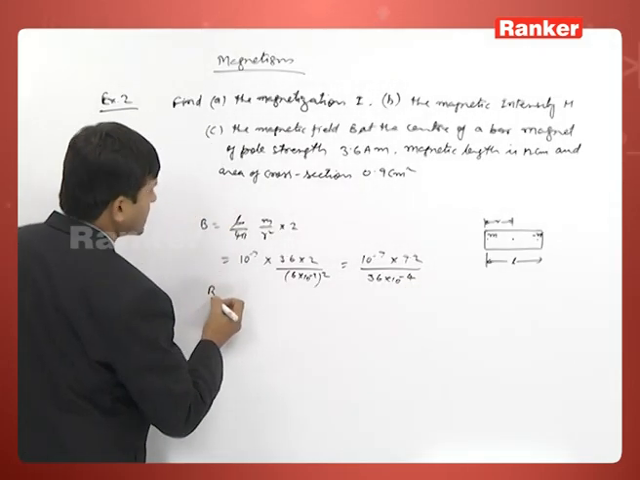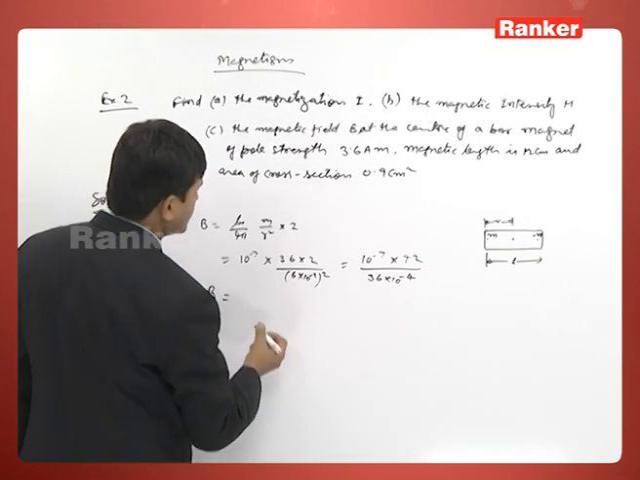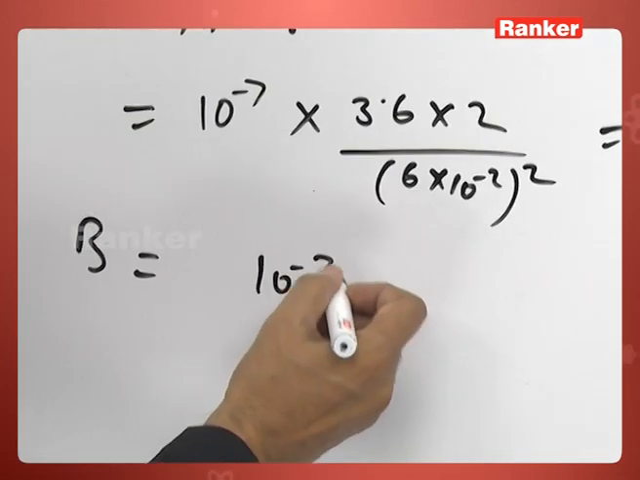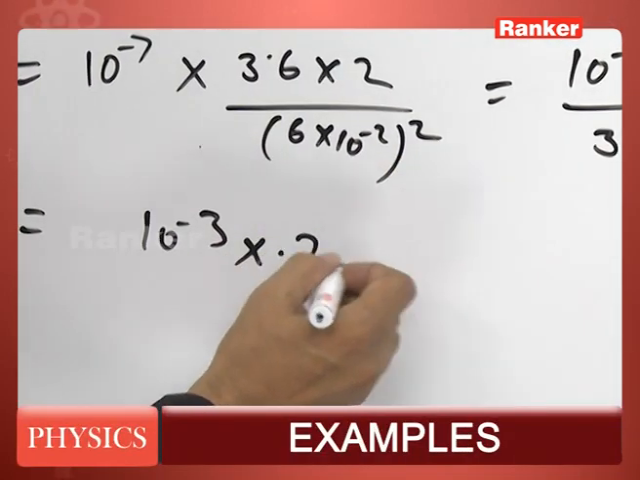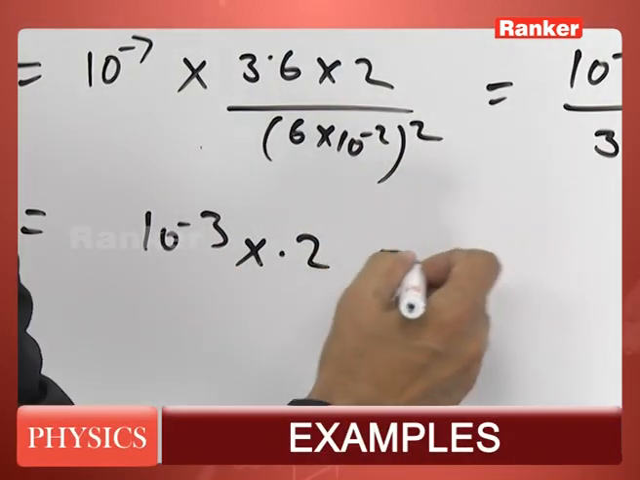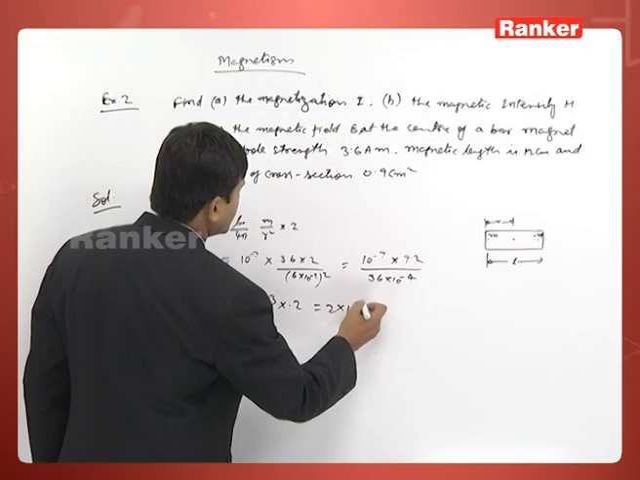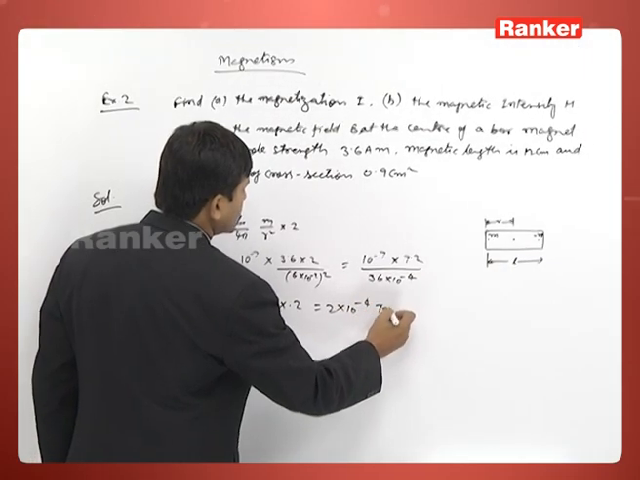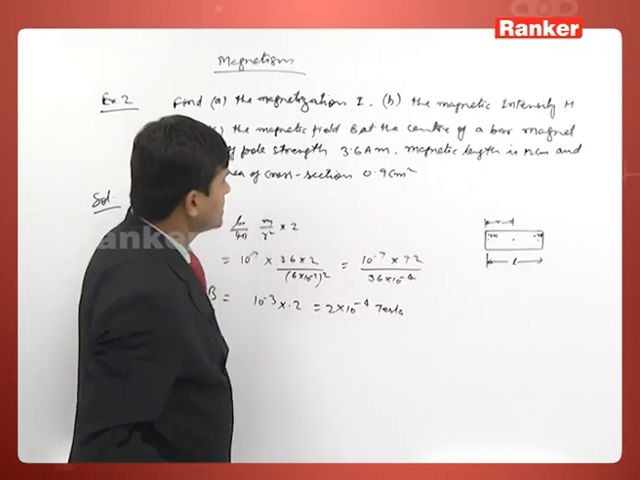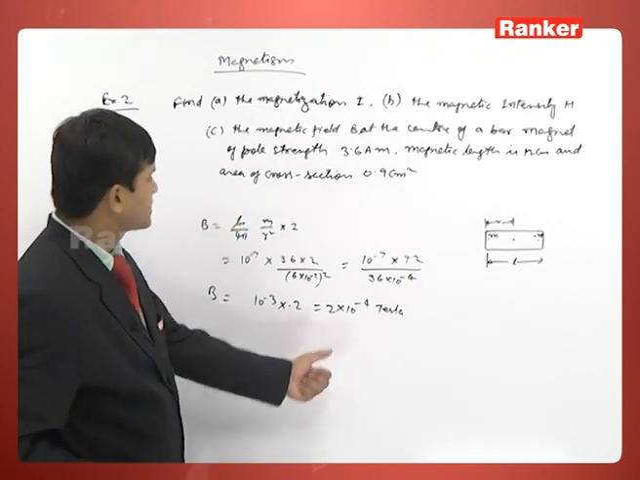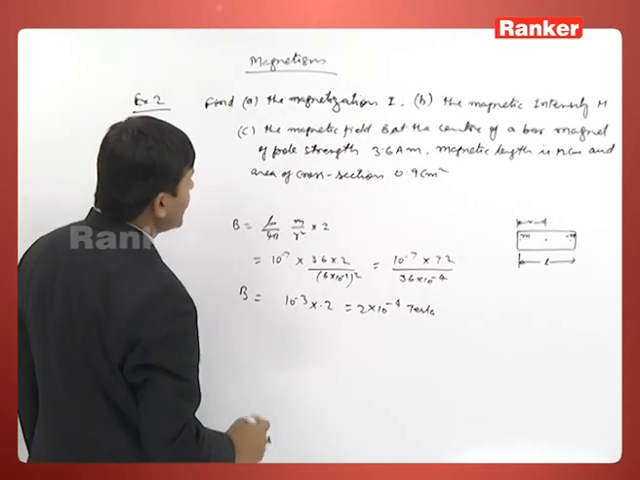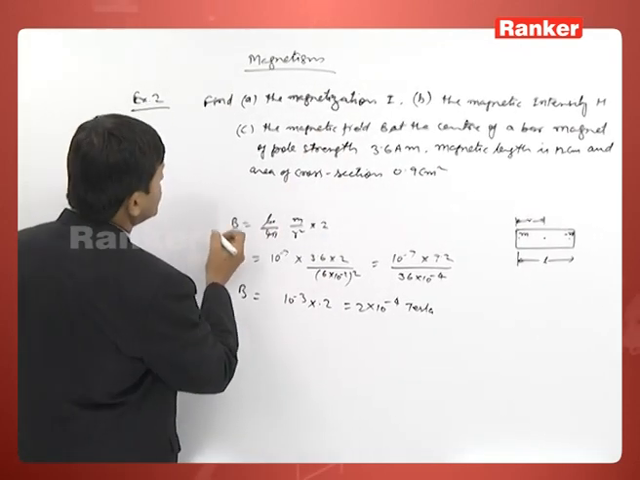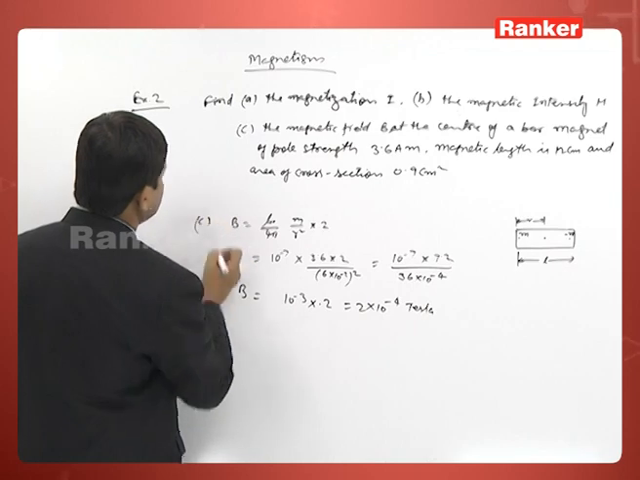So B value will come here: 10 power minus 3 into 0.2, which is equal to 2 into 10 power minus 4 Tesla. This is the value of B. Now when H they are asking, so this is the answer of the C part.